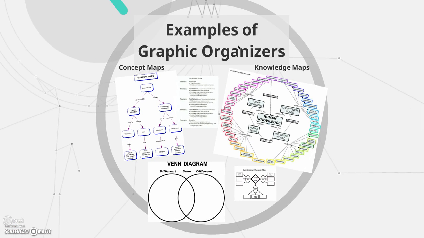Some examples of graphic organizers can be seen here, ranging from concept maps, knowledge maps, cognitive organizers, and of course, the Venn diagram.